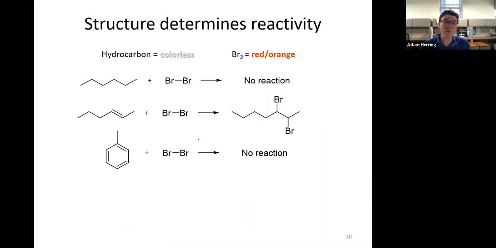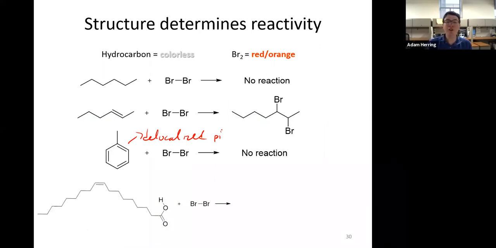And as we've seen already, we know that alkenes versus aromatic hydrocarbons have different levels of reactivity because of the delocalized pi bonding within aromatic compounds. Because these have delocalized pi bonding, that spreads out the electron density across the whole molecule, which makes it lower energy, and therefore it doesn't react. If we were to take a molecule like an unsaturated fatty acid, we see that it behaves similarly to an alkene and would react appropriately.